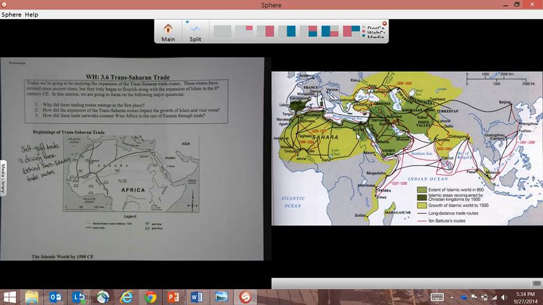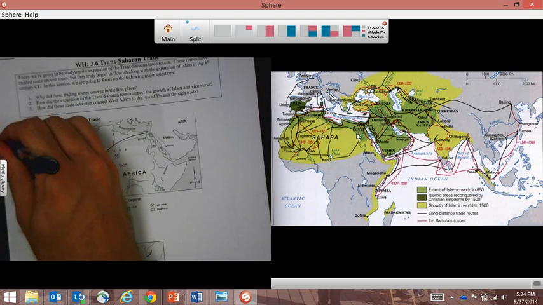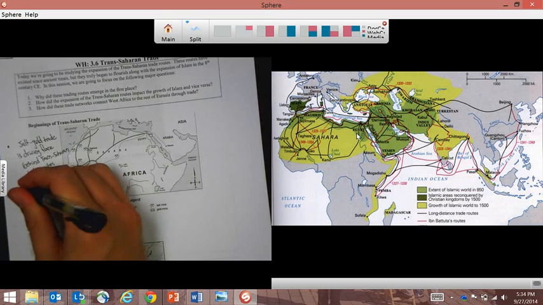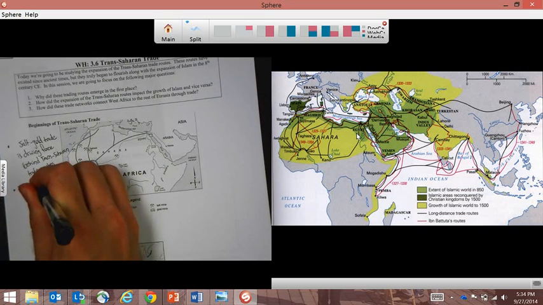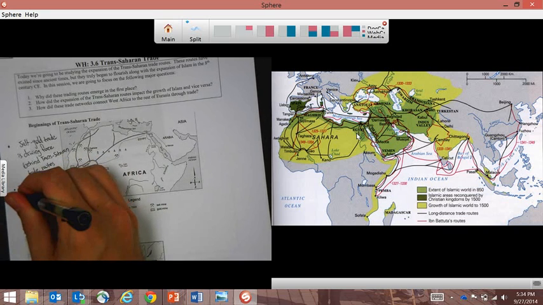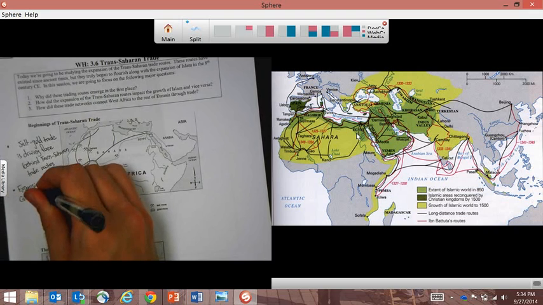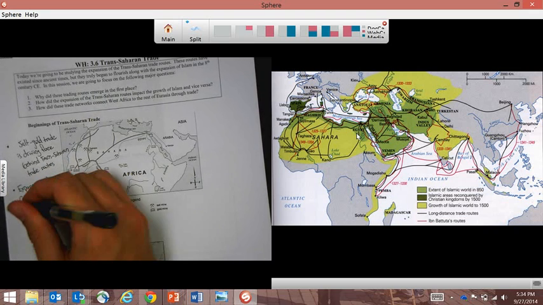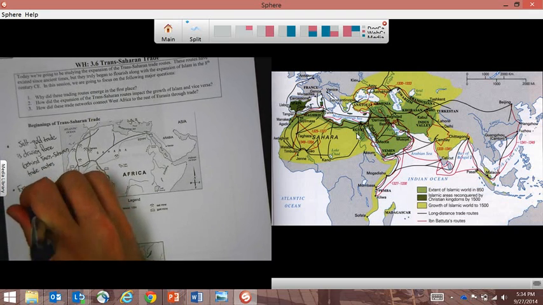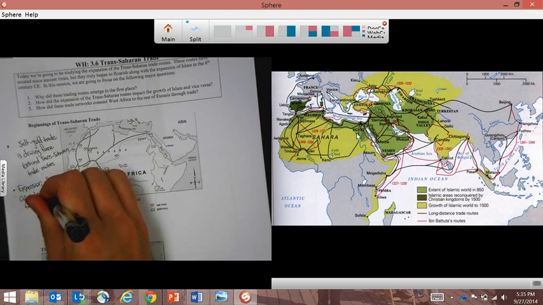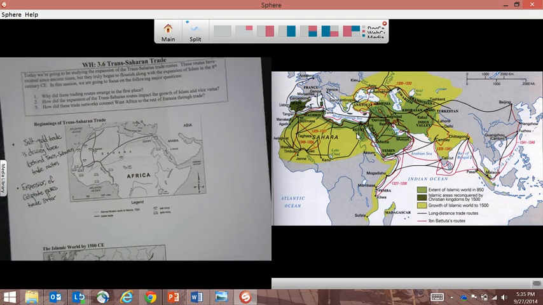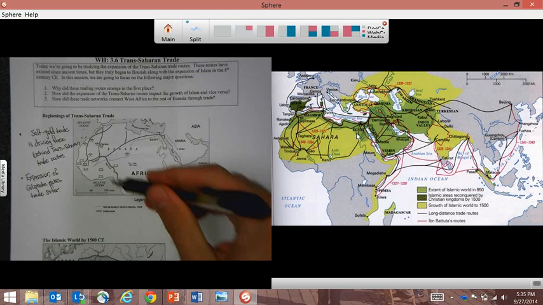So the expansion of the Caliphate makes trade safer. They're able to guard these trade routes and help this to develop.